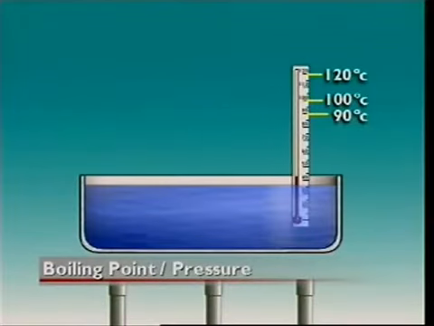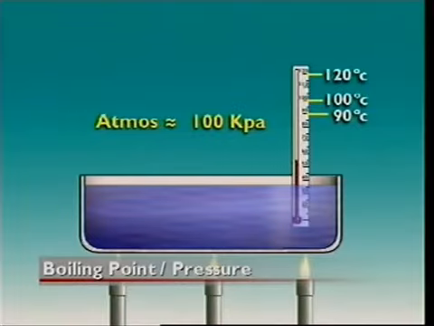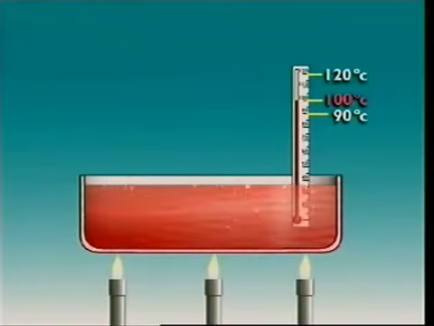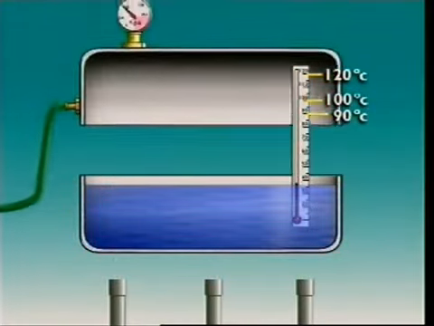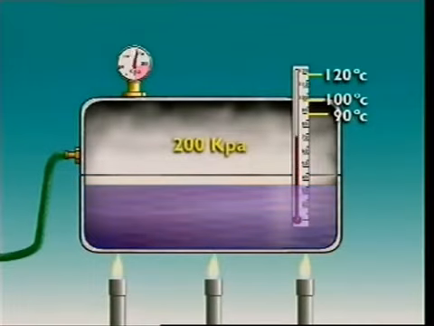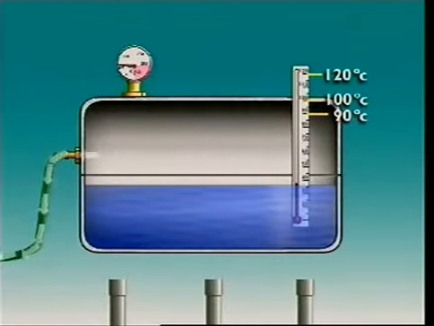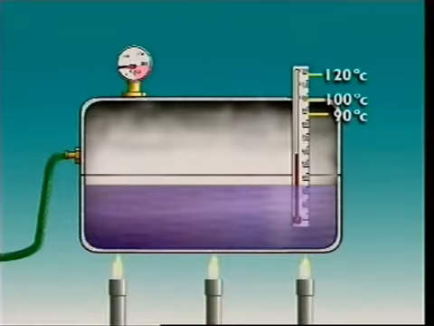This water is open to the atmosphere, or at atmospheric pressure. It is heated and it boils. The thermometer shows its boiling point. Now the water is put under pressure, higher than atmospheric pressure. It's heated and it boils at a higher boiling point. The pressure is decreased. The water again is boiled, but at what temperature?